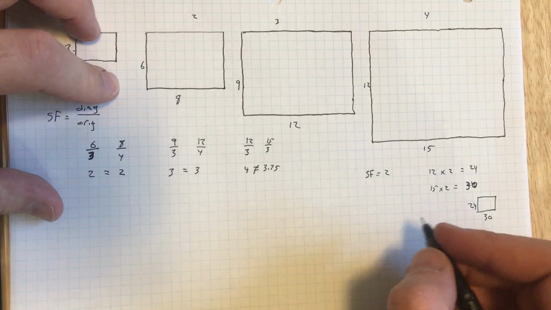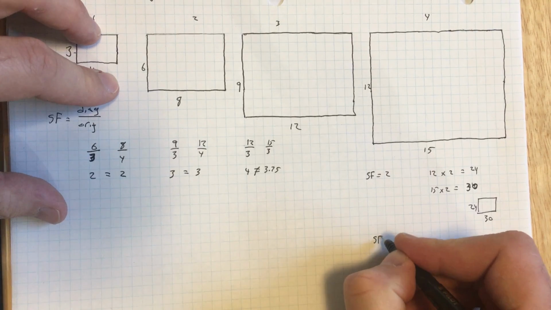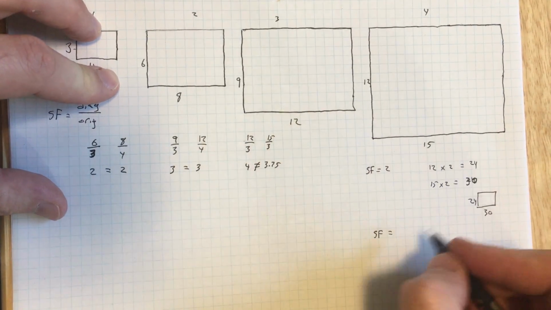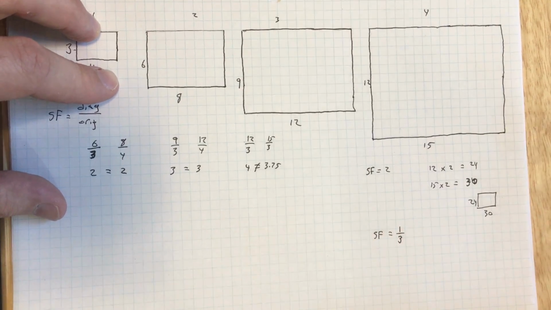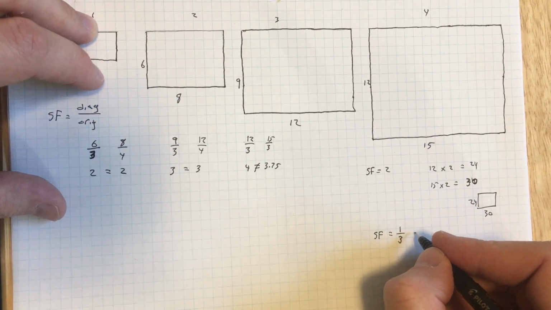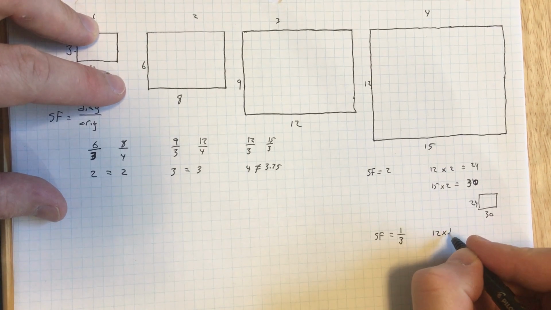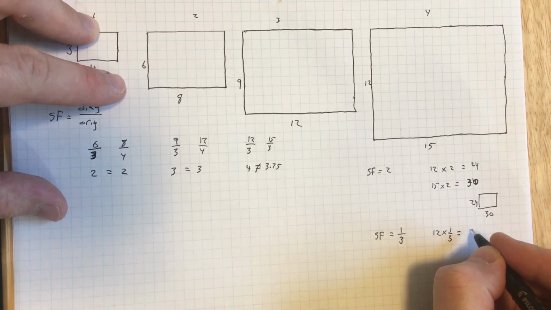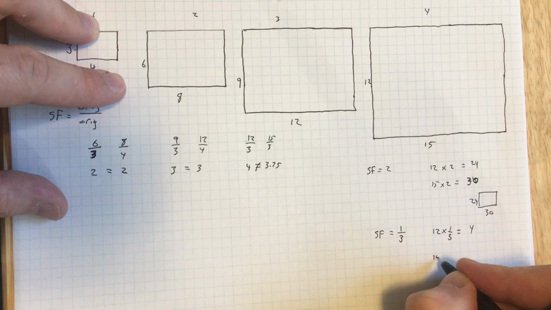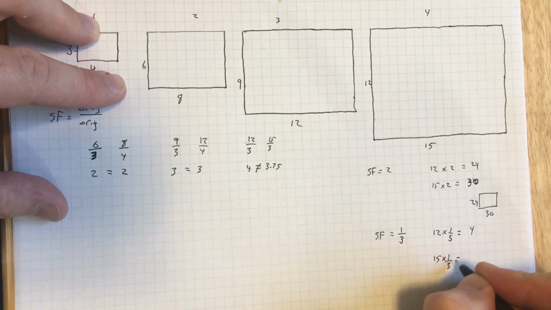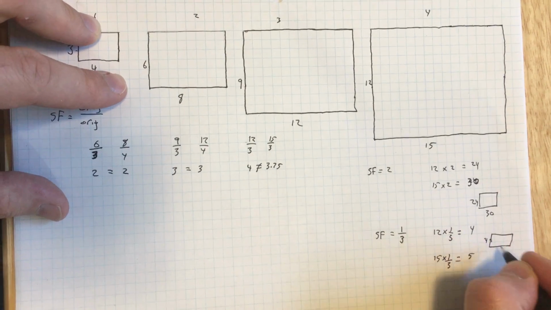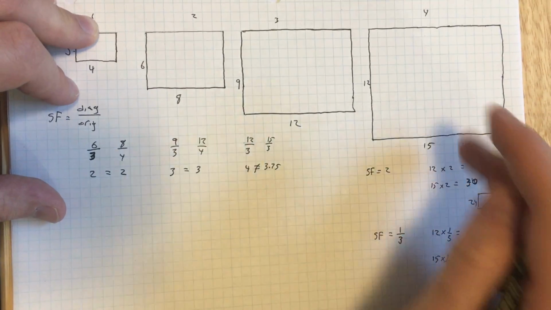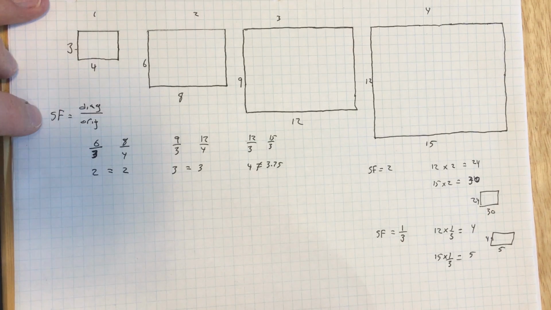I can also use a scale factor that makes it smaller. So 12 and 15 are both divisible by 3. So if I want to have a scale factor of 1/3, I would go 12 times 1/3 is equal to 4, and 15 times 1/3 is equal to 5. So a rectangle with dimensions 4 and 5 would also be similar to this rectangle here.